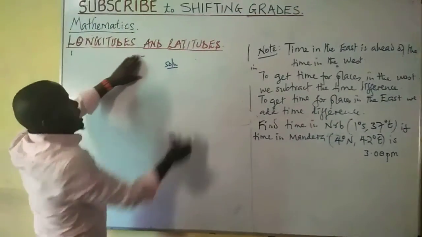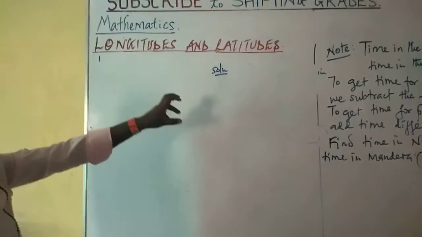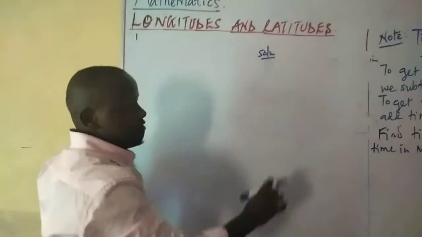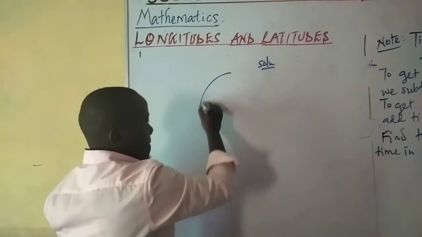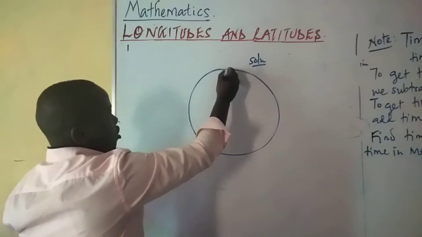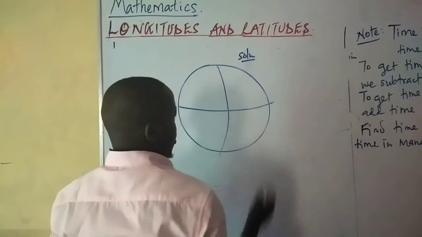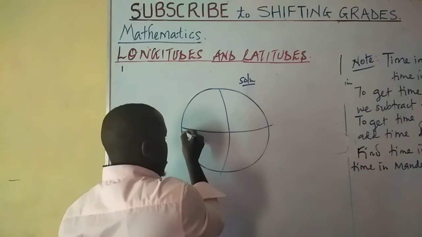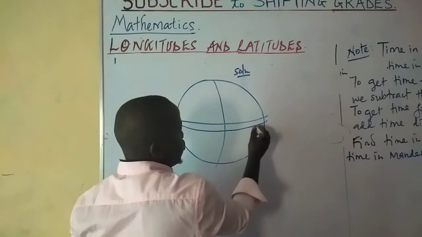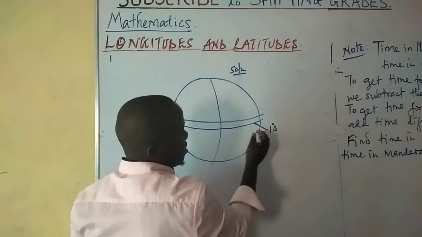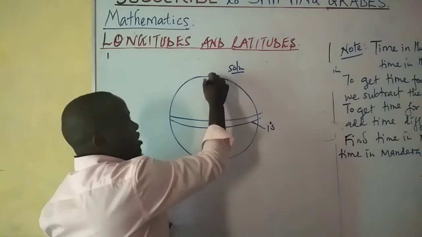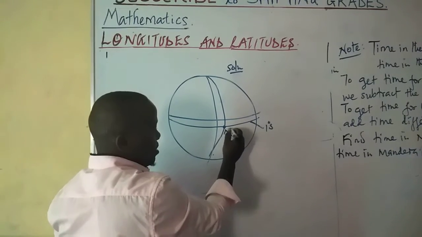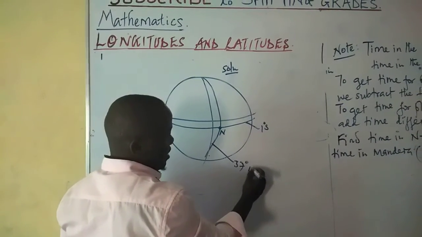It is advisable, and I'll always comment this, that whenever you get a question like this one, kindly sketch the position of the two places. So with a globe like this, 0 degrees equator and 0 degrees the prime meridian, you can say Nairobi is slightly below the equator because it is 1 degree south, and 37 in the east. Therefore, this is Nairobi.